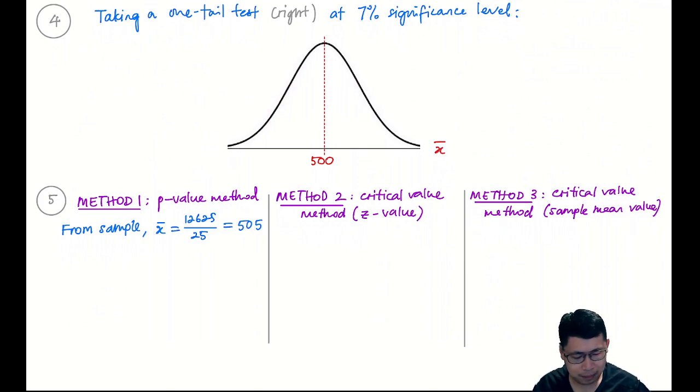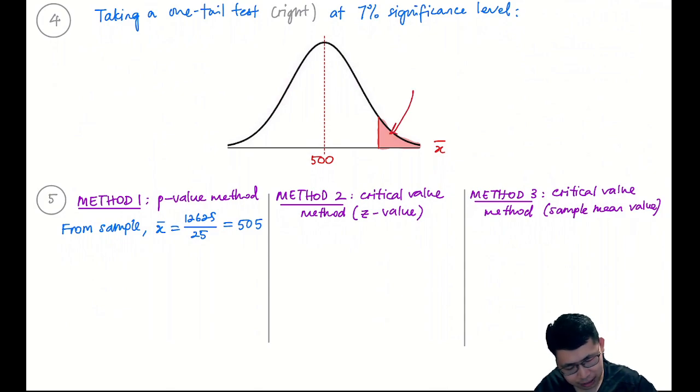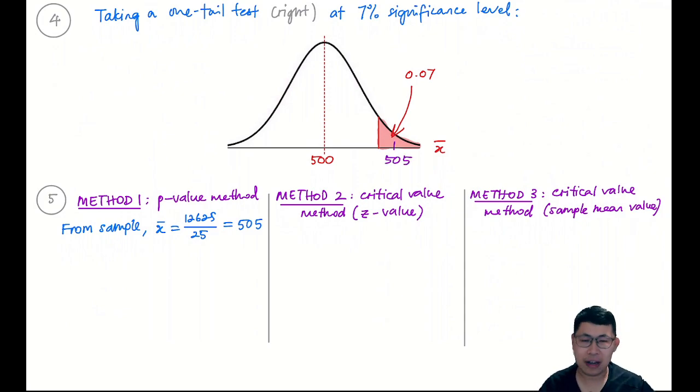How does this look? It looks like this over here. This area on the right is actually 7%. Now I'm trying to figure out where 505 is. If 505 is outside of the 7%, this means that it's not far away enough from 500, so the probability is still high enough to be within 500. On the other hand, let's say 505 is over here.